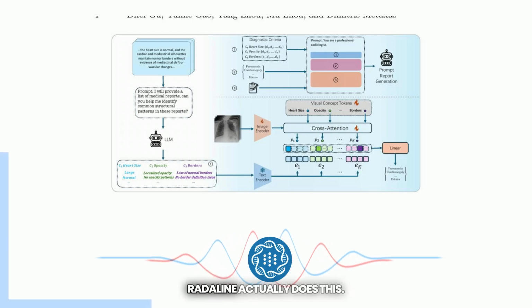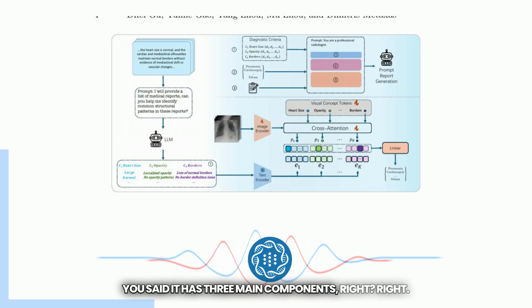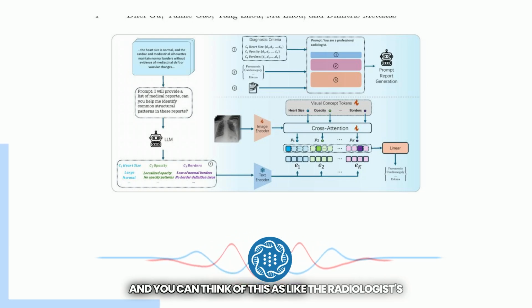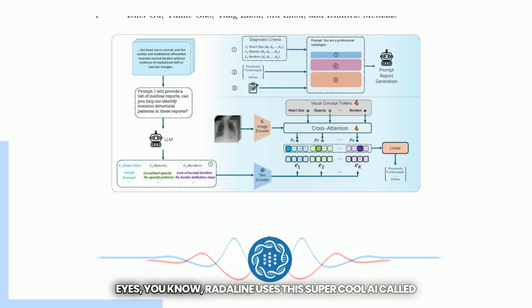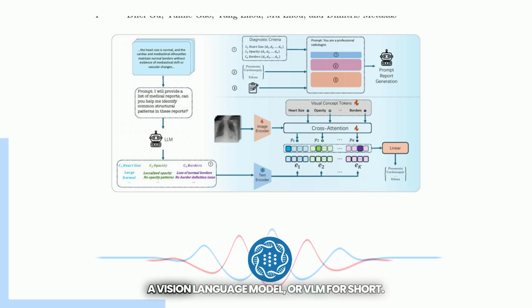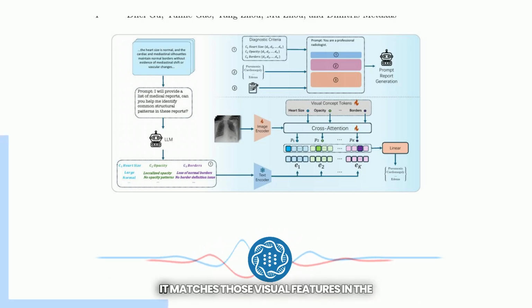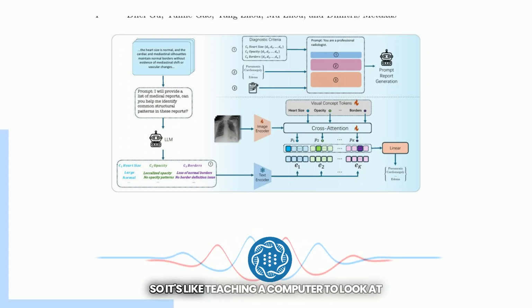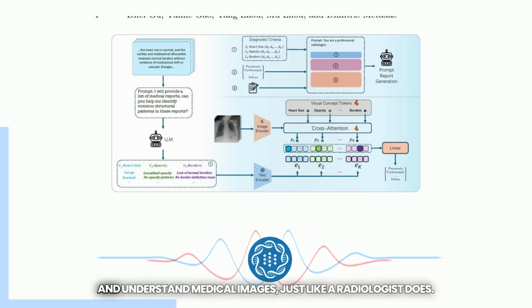All right, let's break down how RadAlign actually does this. You said it has three main components, right? Right. First up is what they call visual concept alignment, and you can think of this as the radiologist's eyes. RadAlign uses this super cool AI called a vision language model, or VLM for short. It matches those visual features in the X-ray with the right medical concepts. So it's like teaching a computer to look at and understand medical images, just like a radiologist does.